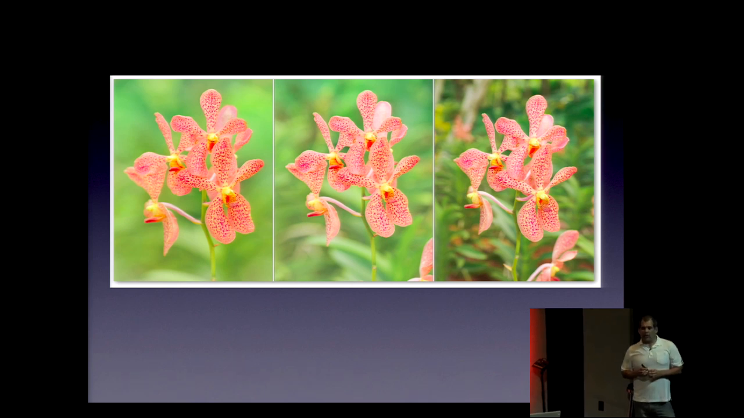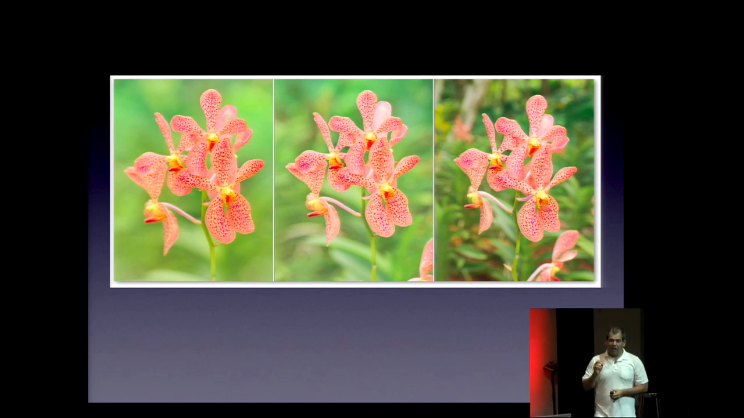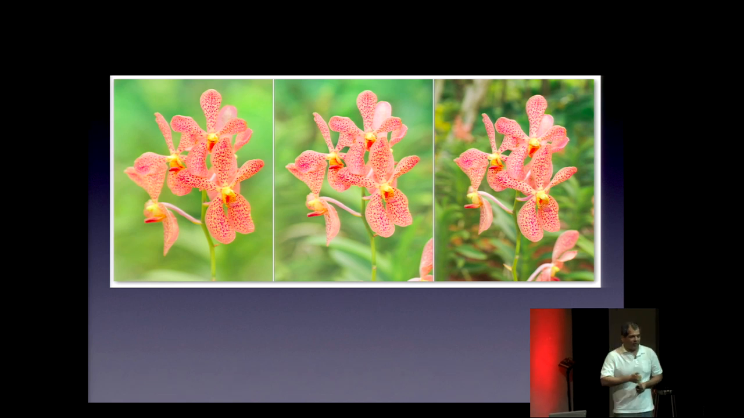And the reason I show this is people actually ask me all the time, how do you get such soft backgrounds? Well, using a longer lens will magnify the background because it has a smaller angle of view. So it's really easy to get soft backgrounds like on the left there versus a 50 millimeter on the right.